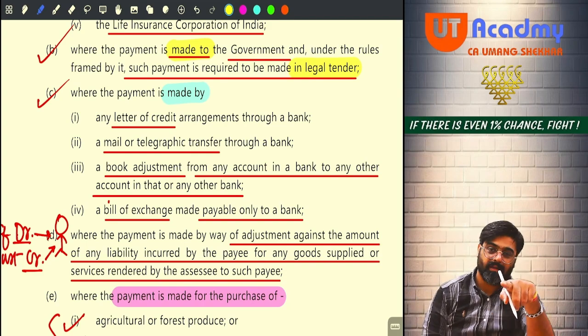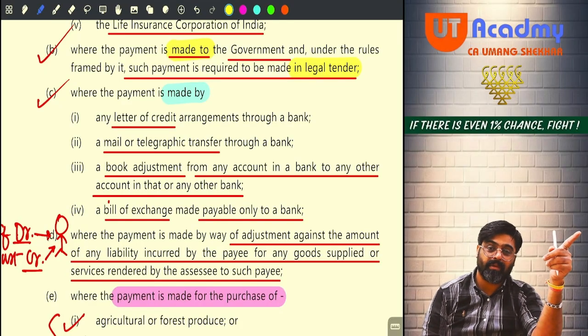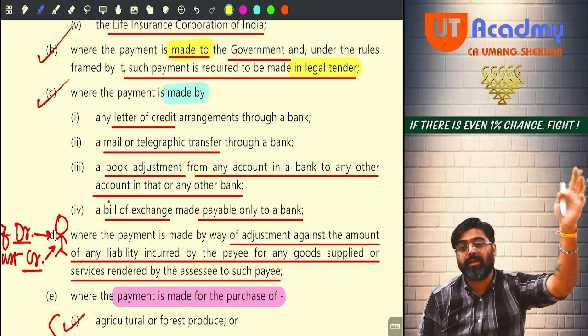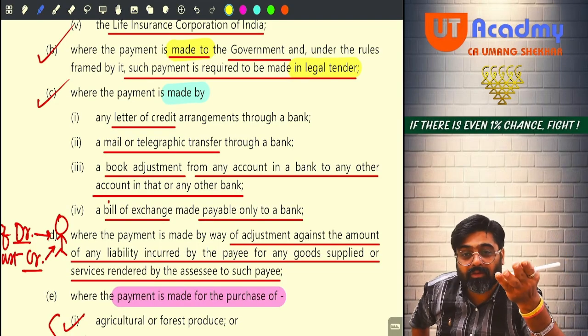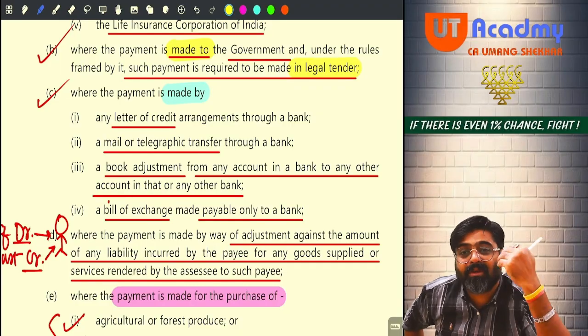Because you can run away taking our money, but the LC through which you are making the payment, the bank has to honor that LC. And the bank is going to issue the LC only if you have deposited that much amount to the bank.